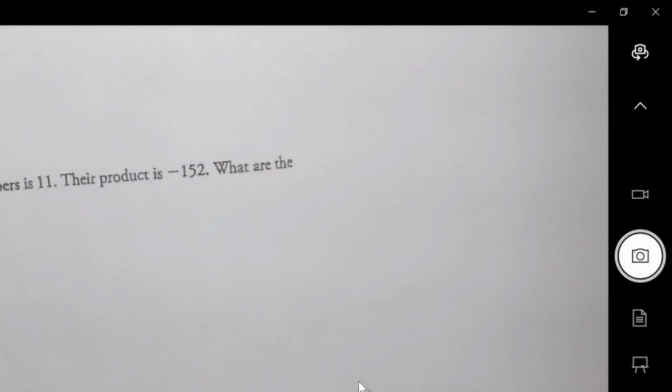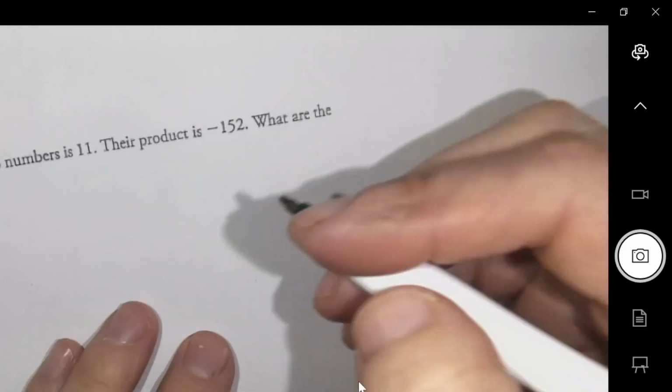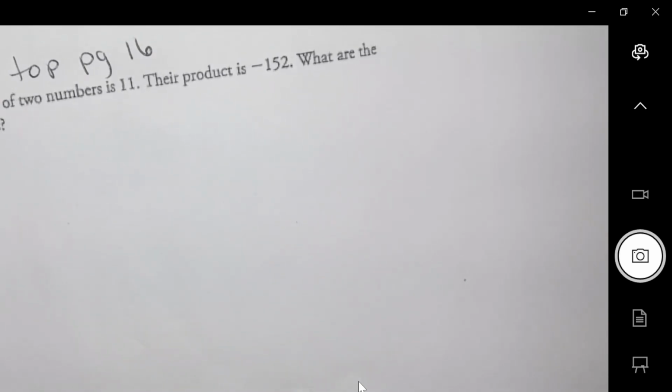Okay, flip to a different question. I'm going to do one that's similar to that. So this one is the sum of two numbers is the next one I want to do. Okay, this is going to be the exact same process. You ready? The sum of two numbers is 11.